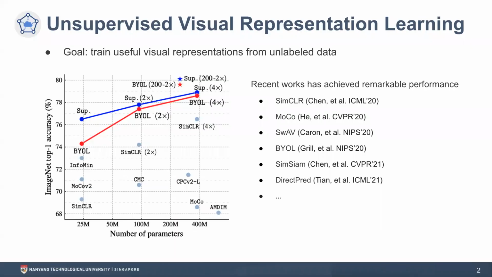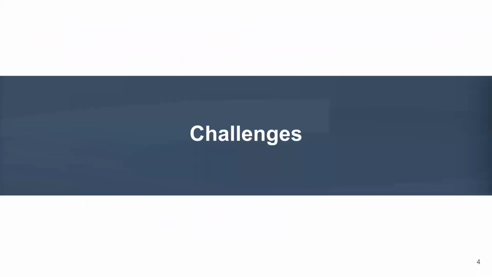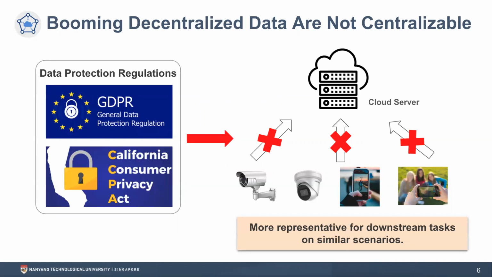Unsupervised visual representation learning has emerged as a powerful method to learn visual representations without expensive labels. These methods are applied to learn representations on centralized data available on the internet. However, a growing amount of decentralized image data collected in multiple parties may not be centralized due to data privacy regulations like GDPR. For example, images collected from street cameras could contain sensitive personal information. Besides, learning representations directly from the extra data may be more representative for downstream tasks applied on similar scenarios. Hence, it is important to navigate a solution to learn representations from decentralized unlabeled data.